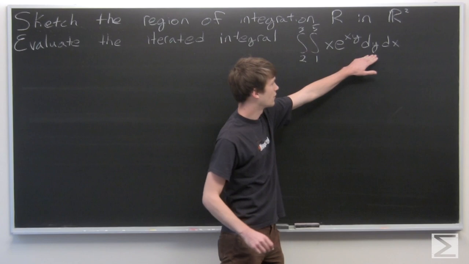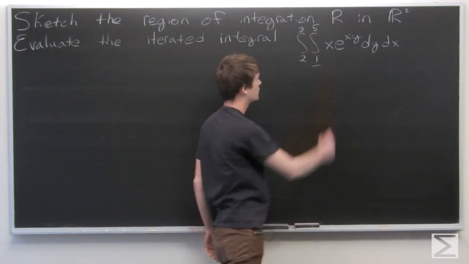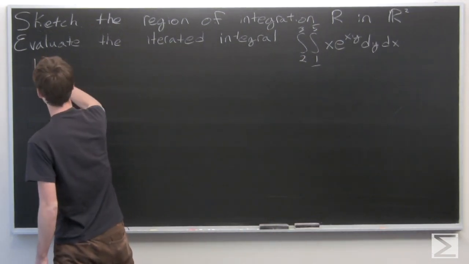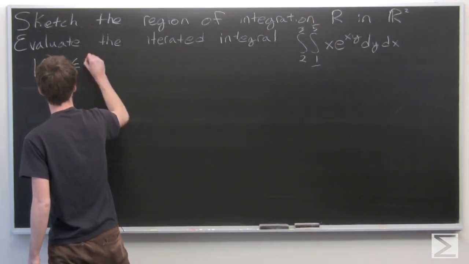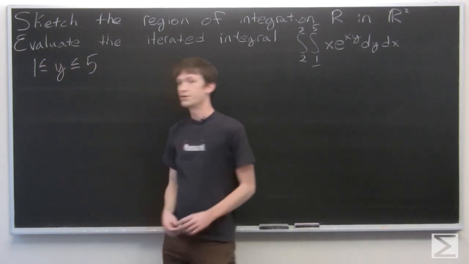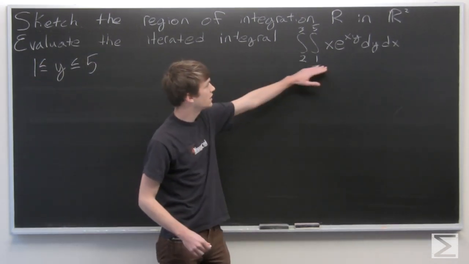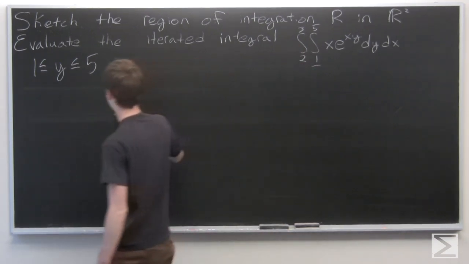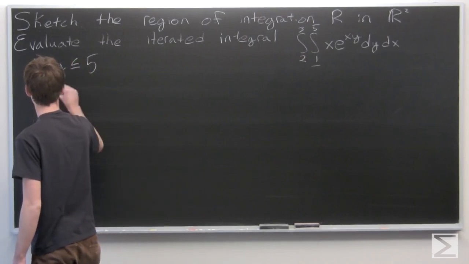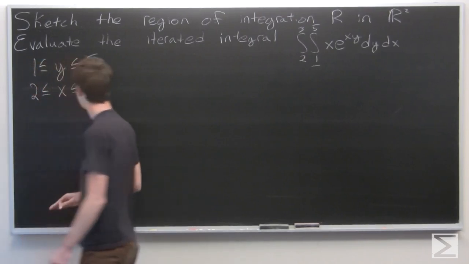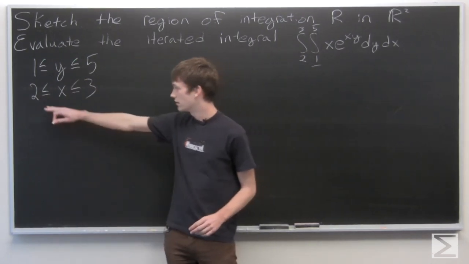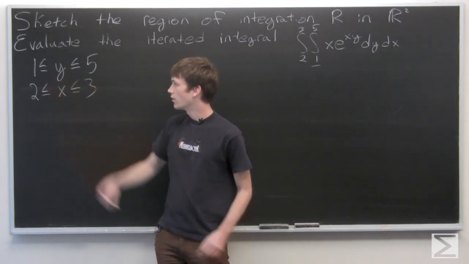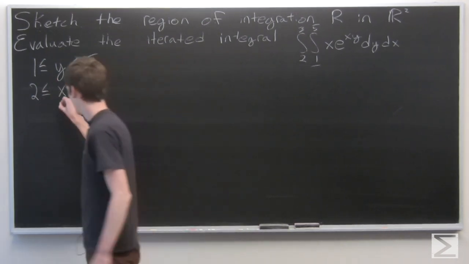So we see that our dy corresponds to the limits of integration from 1 to 5, so that means y ranges from 1 to 5. And then our dx corresponds to the limits of integration from 2 to 3. So we have our constraint on x. So x is between 2 and 3, and y is between 1 and 5. So we can go ahead and sketch this.